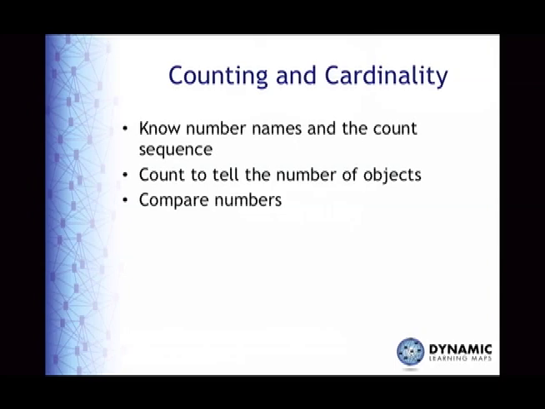In order to achieve all these objectives, the domain of counting and cardinality has three primary goals. 1. That students know number names and the count sequence. 2. That they can count to tell the number of objects in a set. 3. And that they have the ability to compare numbers. Let's take a moment and look more deeply at each one of these particular goals.